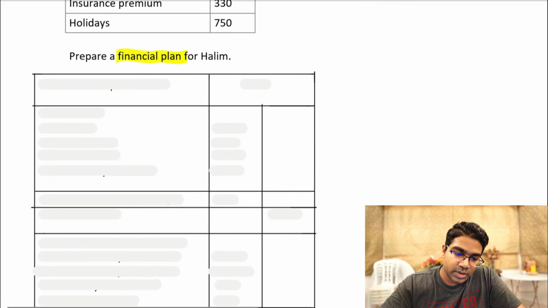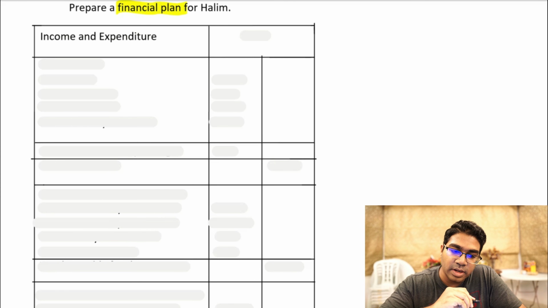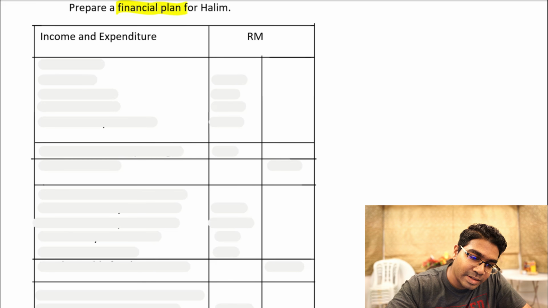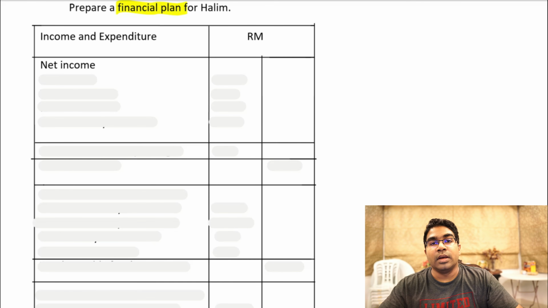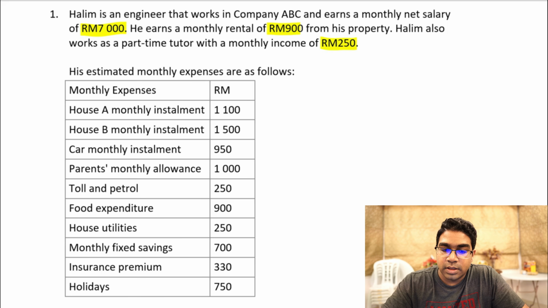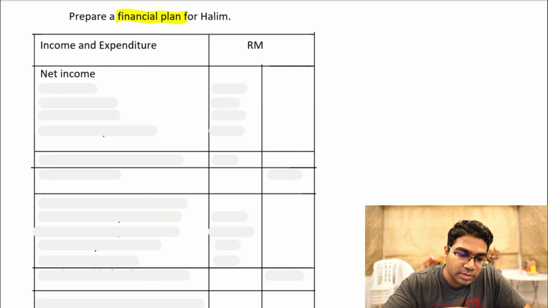First, let's draw out the table. The table will consist of income and expenditure on the first column, and the second column will just be the values in ringgit Malaysia. And you notice for the values, we have two columns. So the first one is net income. We start with income. Under net income, of course, for Halim, he had three. He had his net salary, and then he had his monthly rental, as well as his earnings as a tutor. This is what we are going to list down here.